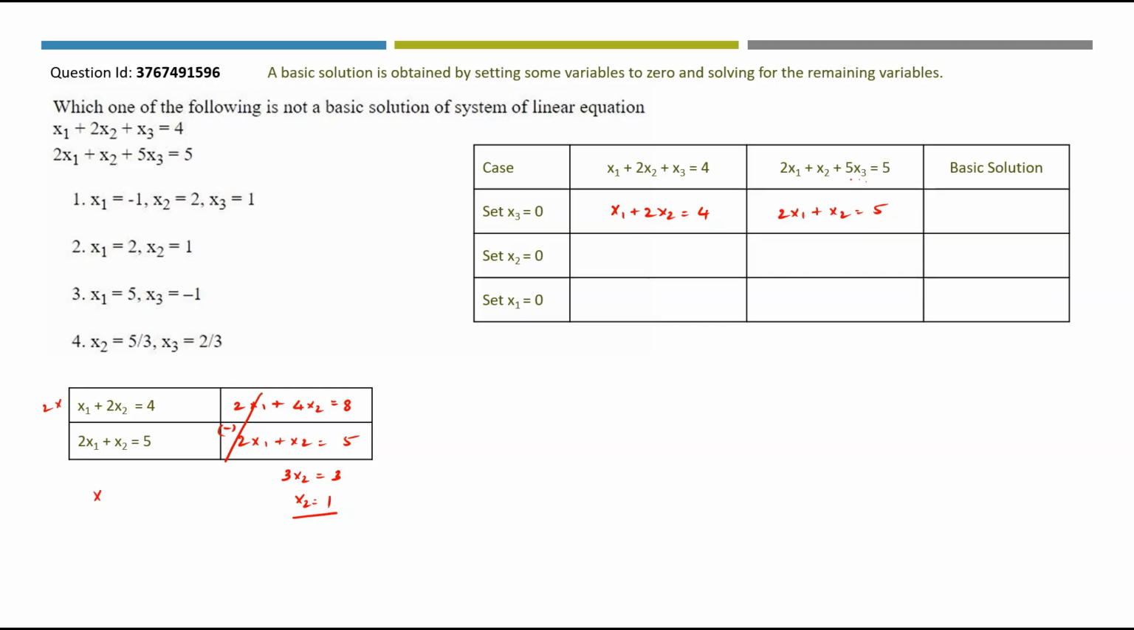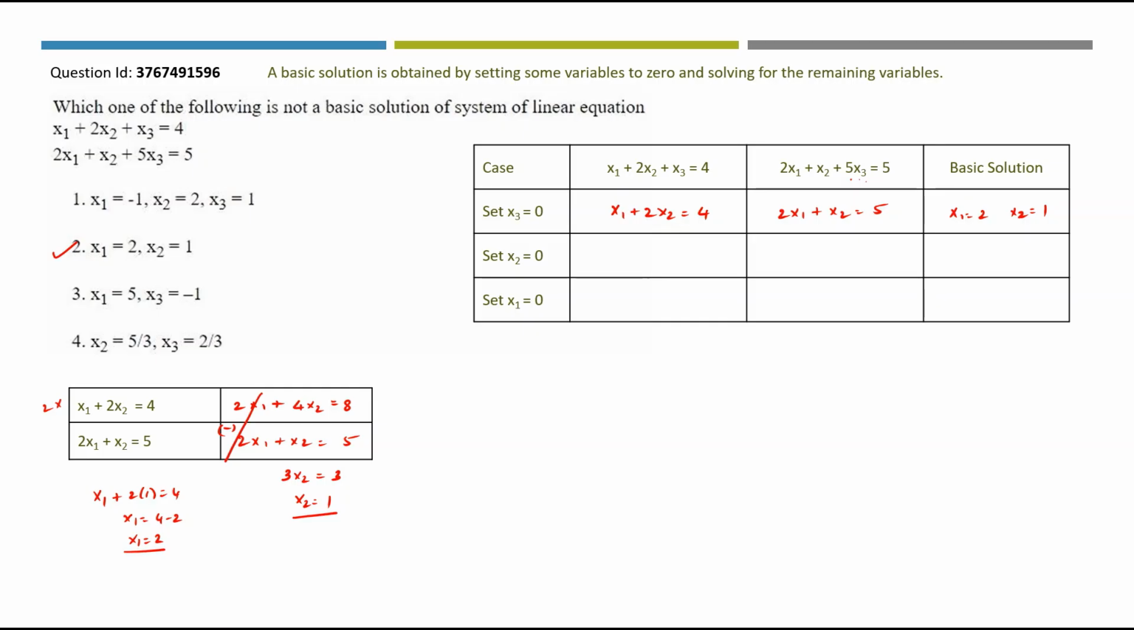What about x1 from this? We will take the first equation. x1 plus 2 into 1 is equal to 4. x1 is equal to 4 minus 2. So x1 is equal to 2. We have x1 is equal to 2 and x2 is equal to 1 from this particular set of equations. 2 and 1 are there as solution in option 2. So this is definitely a basic solution. What about the next case?